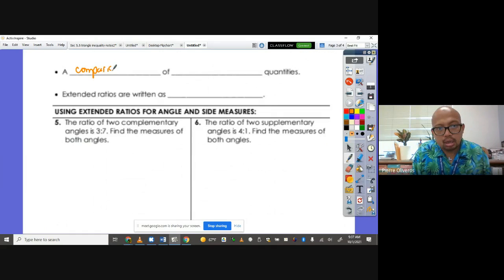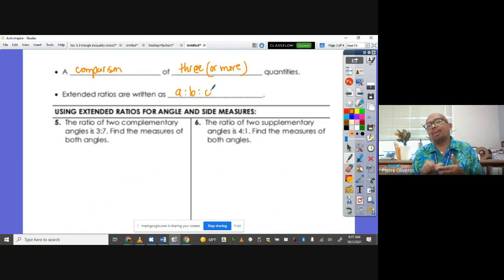A comparison of 3 or more quantities is called the extended ratio. An extended ratio can be written as A is to B is to C. So here you're comparing multiples. For example, the ratio of two complementary angles is 3 is to 7. Find the measures of both angles.